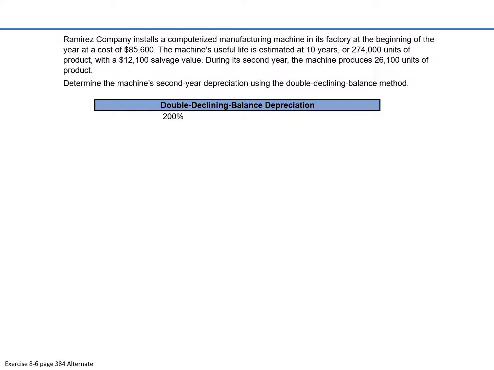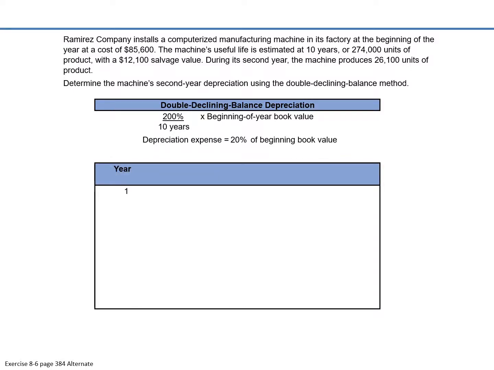All right, so our depreciation rate is 200% divided by 10 years times the beginning of the year book value is going to be our depreciation expense each year, 20%, right? Or you can take the single rate. So if you take 100% divided by 10 years, that's 10% per year. Double it, it's 20. That's your yearly depreciation times your beginning book value, okay?